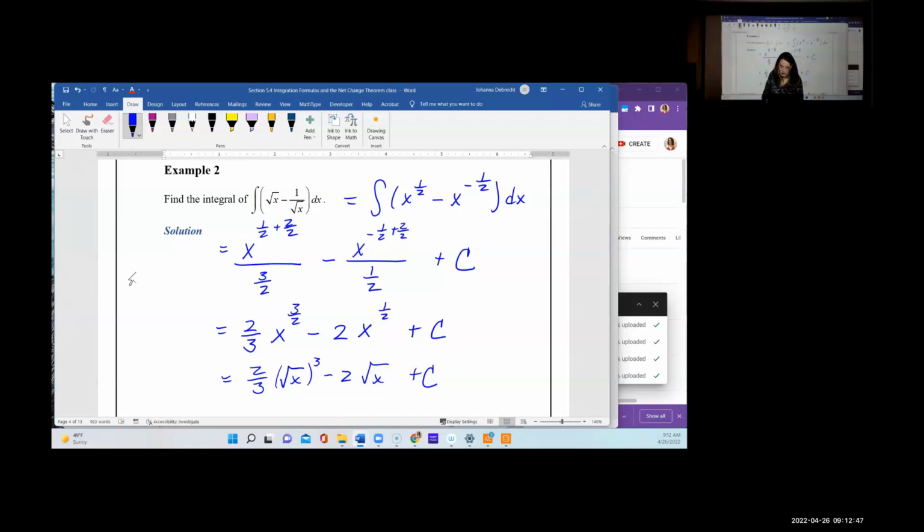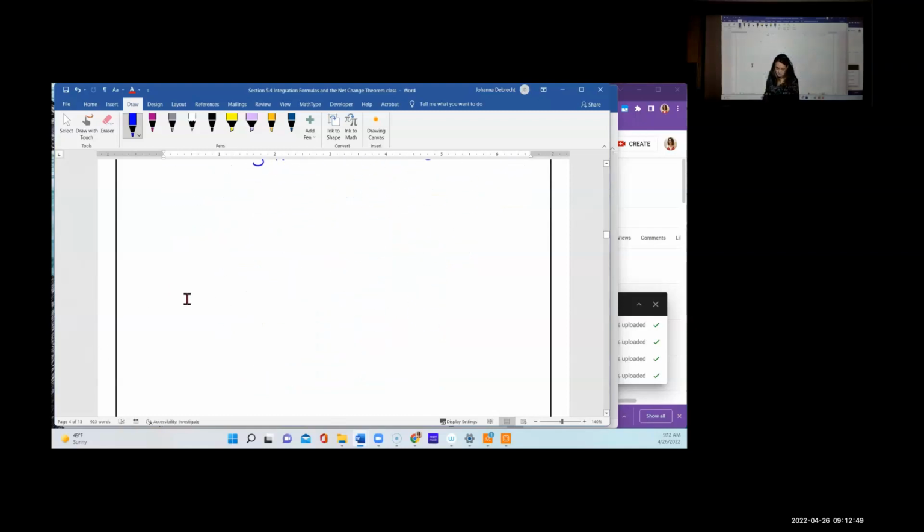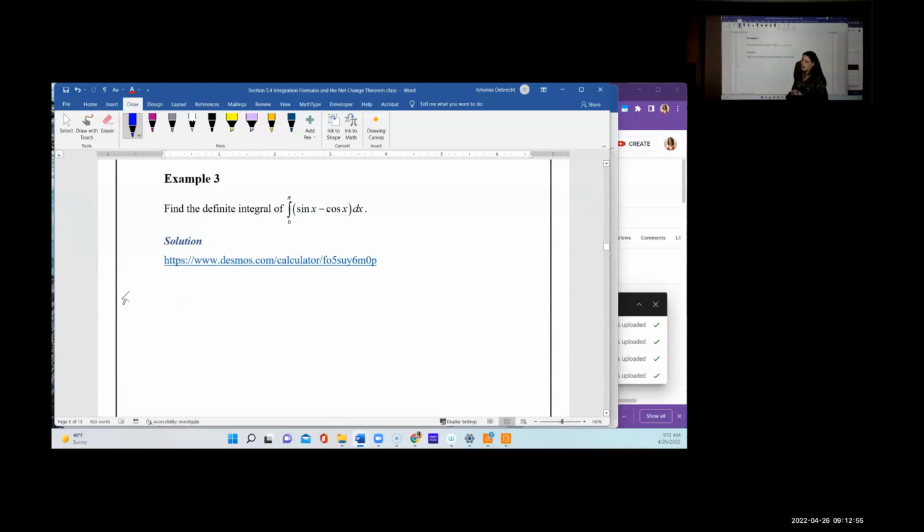Let's take a look now at the next one, which is a definite integral. This is example 3. And when we look at example 3, we know it's a definite integral because of the limits of integration. This is going to invoke the Fundamental Theorem of Calculus part 2, where we're going to find the antiderivative function of each individual term. And then we're going to plug the limits of integration in and subtract them.